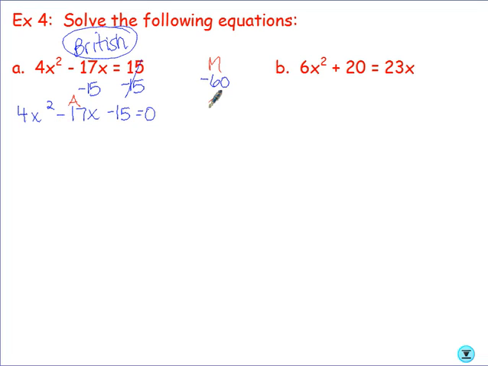So we have +1, -60, +2, and -30. Divided by 3, we get -20. Divided by 4, we get -15. Divided by 5, we get -12. And divided by 6, we get -10. There's your entire list. Which pair adds up to -17? That would be that pair right there.